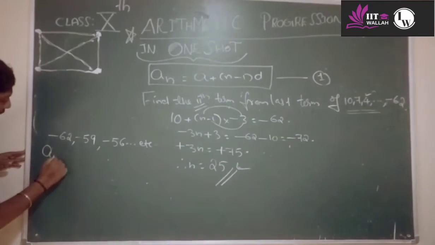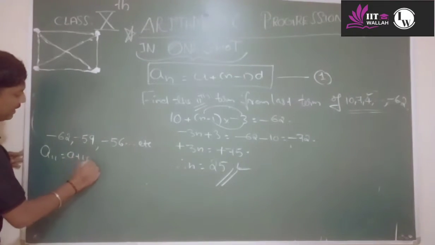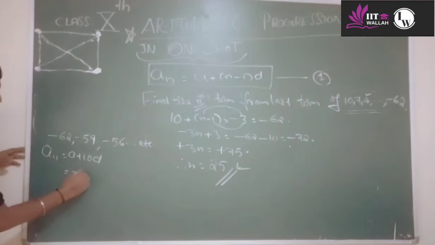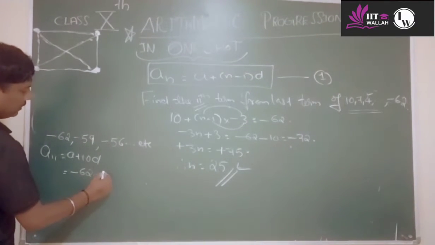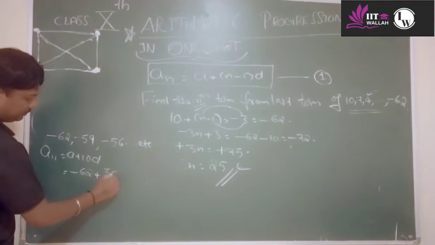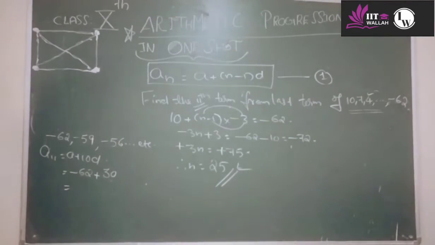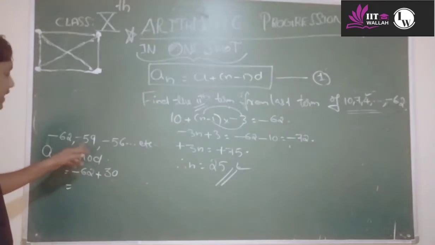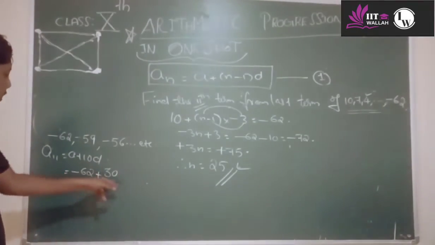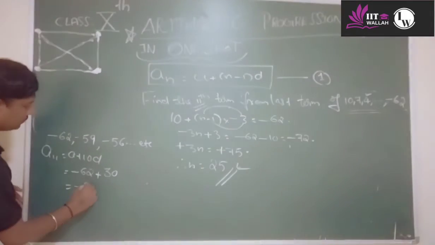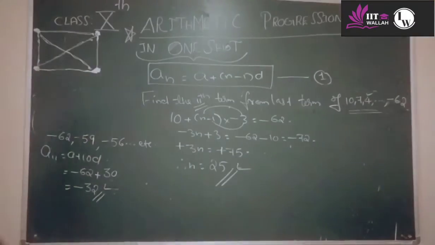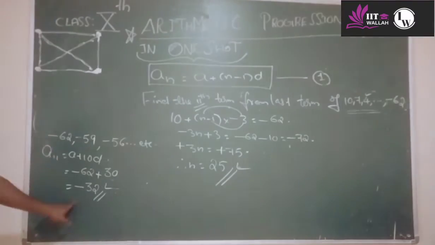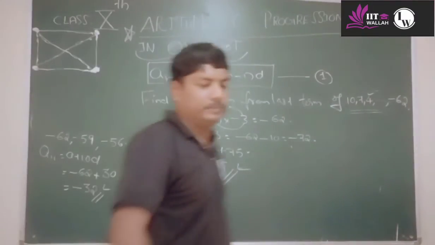Therefore A11 is equal to A plus 10D. That means A is minus 62 plus 10 into D. D is 3 here. So 3 into 10, 30. So minus 32 is the answer. So the 11th term from last is minus 32. This is how you can do.